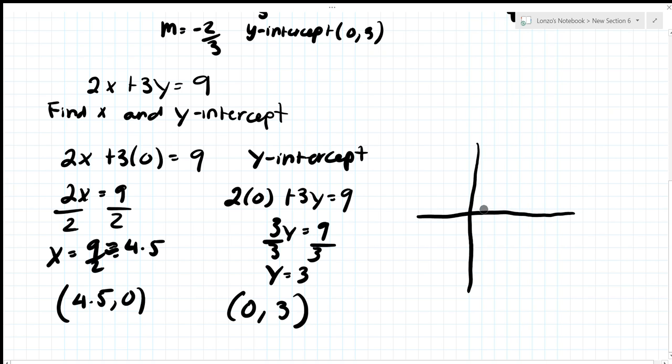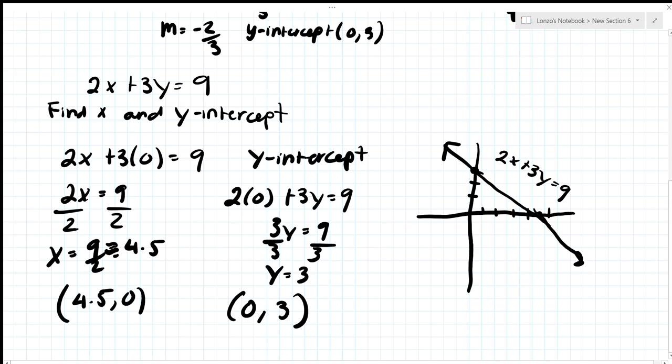So 4.5 is 1, 2, 3, 4, 5. So here's 1, 2, 3, 4, 4.5. It's right here. And then our y-intercept is at (0, 3), so here's 1, 2, 3. There you go. And then you just connect the dots. It should touch. And then label the graph. We can label this 2x plus 3y equals 9. So that's 2 ways to graph it.